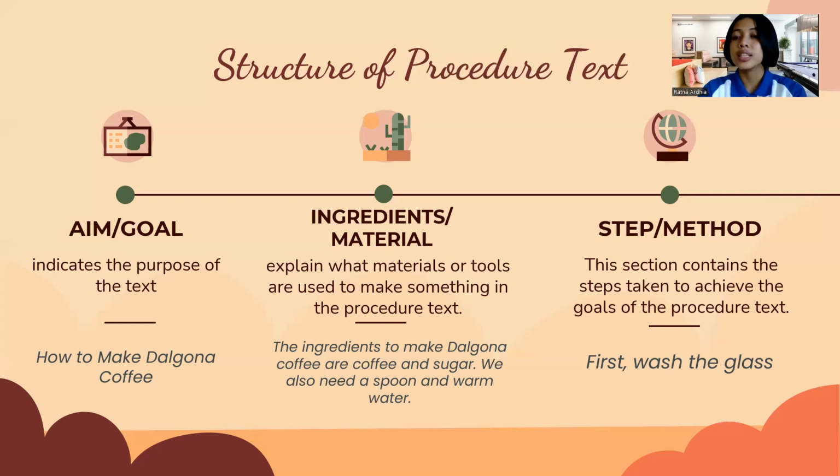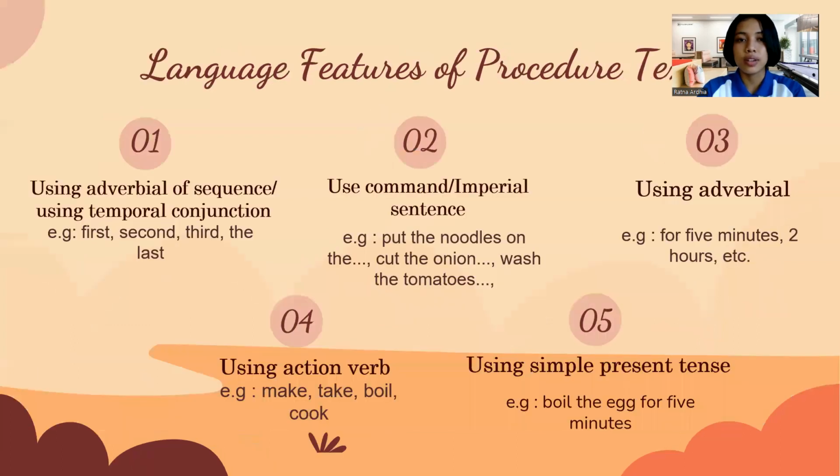And the next one is step or method. This section contains the steps taken to achieve the goal of the procedure text. For example, first, wash the glass, and etc.